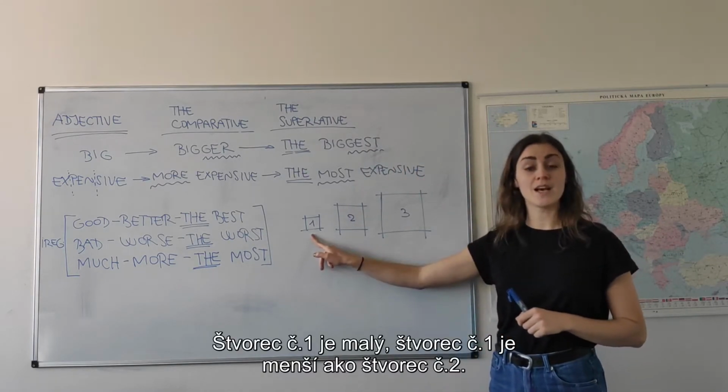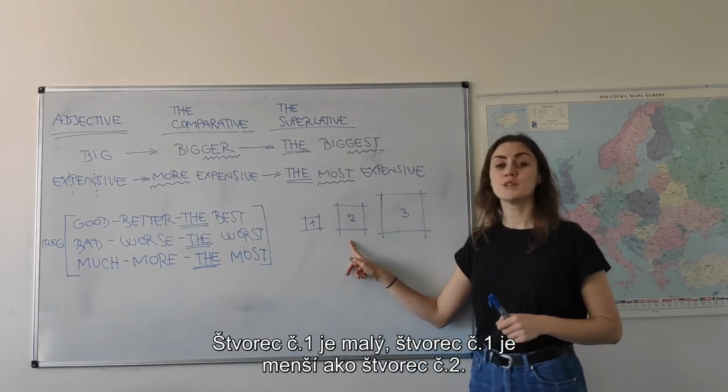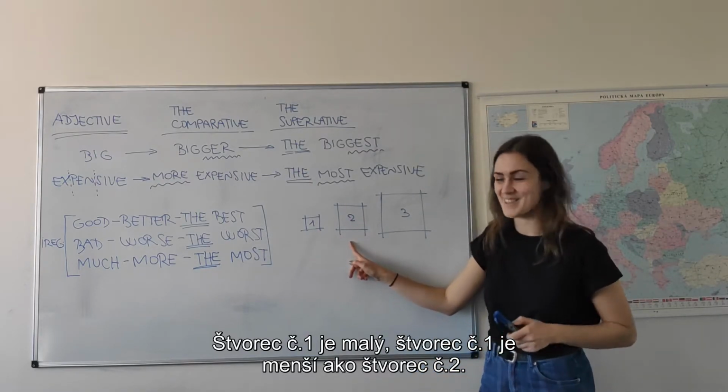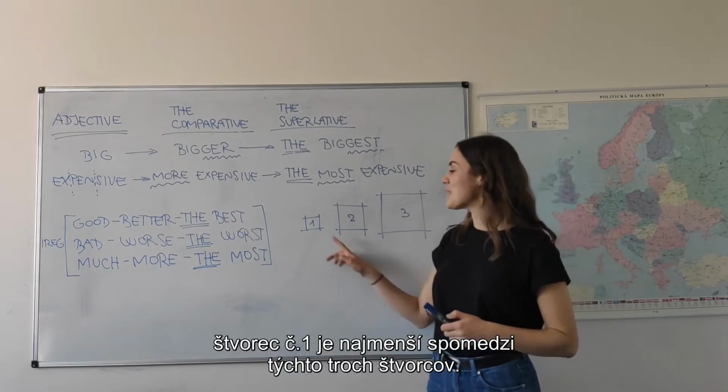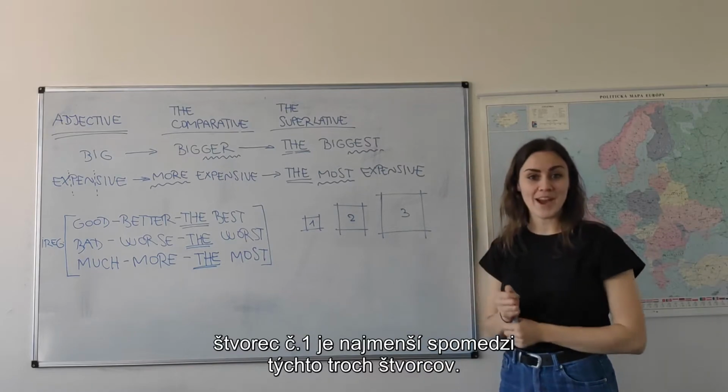Square number 1 is small. Square number 1 is smaller than square number 2. And also, square number 1 is the smallest of these 3 squares.